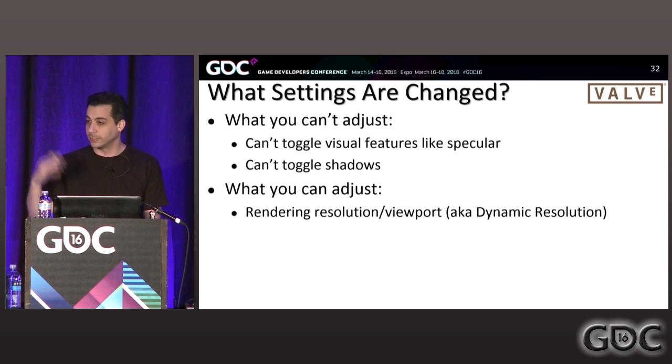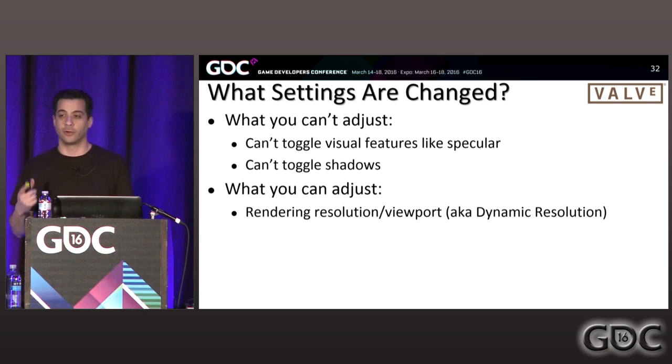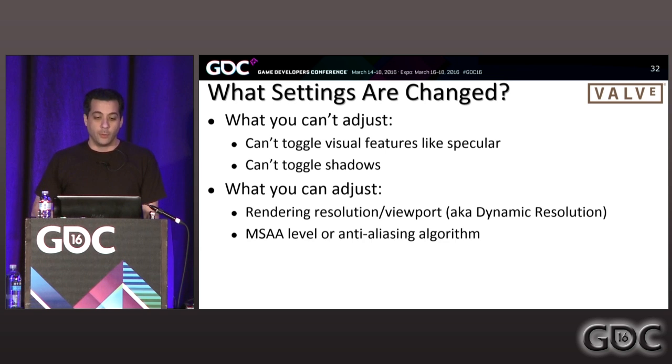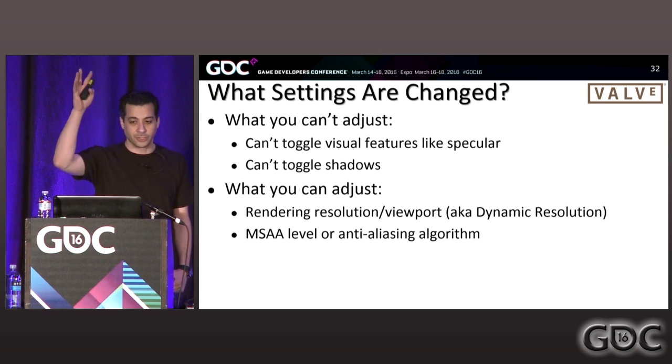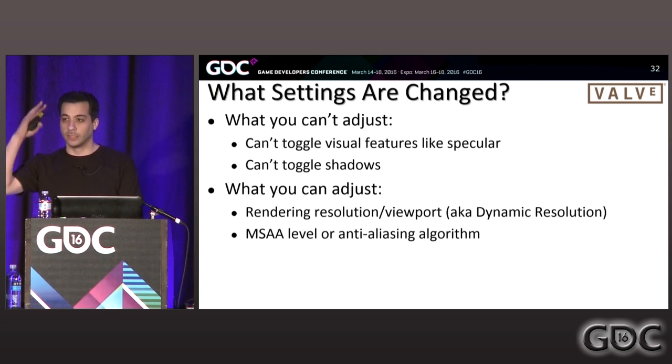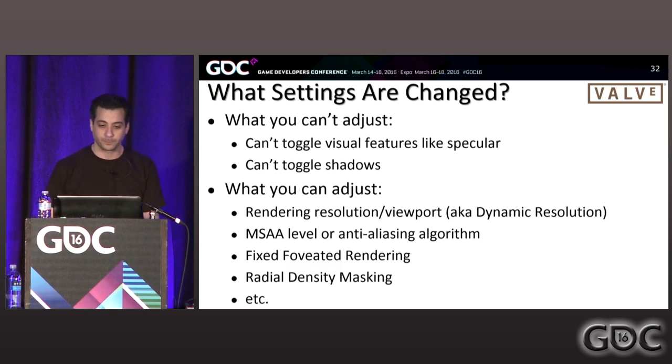You can change your render resolution or your viewport size inside of a larger render target. We call this dynamic resolution. Halo 5 had a version of this last year. A few other games in the industry have done dynamic resolution in some form or another. It's not super common, but I think it's becoming more common. We can change our MSAA level or your anti-aliasing algorithm. So at the high end of our scale, we want to scale up to 8x MSAA. At the low end, we want to scale down to 4x MSAA. And of course, we have these new utilities like fixed foveated rendering, radial density masking that we can turn on and off at different levels.